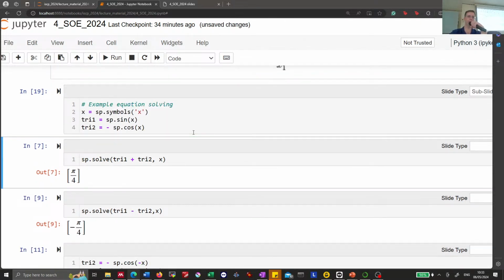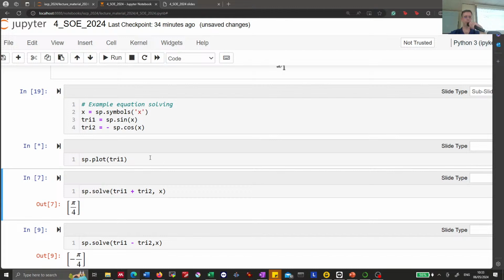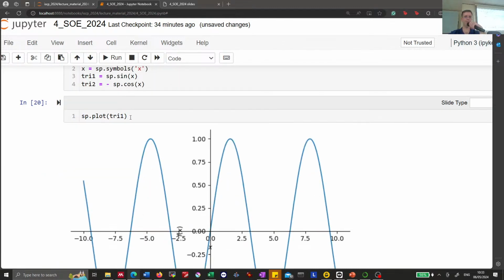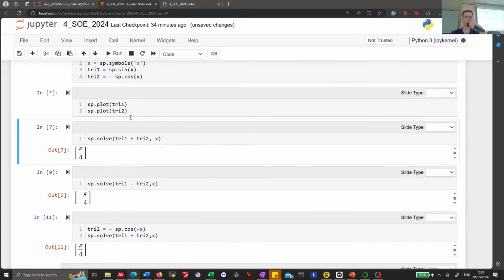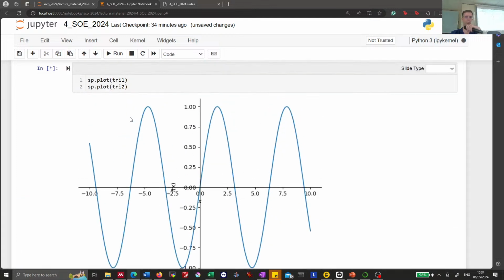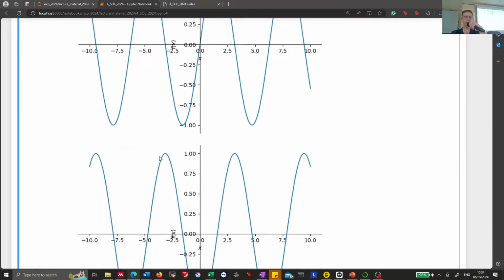Python is very fast. Very good. So when I do sp.plot, what was it? Trigonometric 1, I get the sine function. If I plot sp.plot trigonometric function 2, which is wrong, function. There we go.